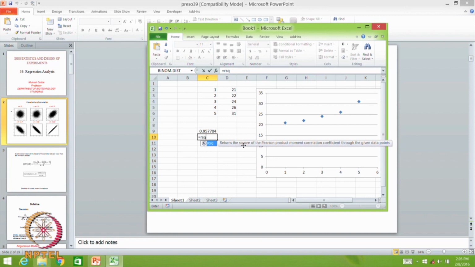And then RSQ, the square of the Pearson correlation coefficient. That is the square of 0.95, that is 0.95 into 0.95, which gives you 0.91. This is called R square. Generally we use this when you are fitting data. The top one, CORREL, we use when we are trying to just see the correlation coefficient. So, both are interrelated with each other.